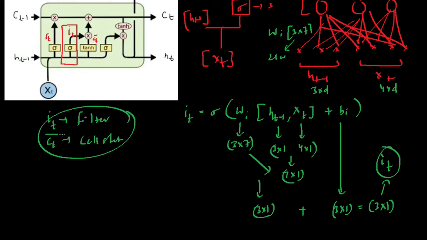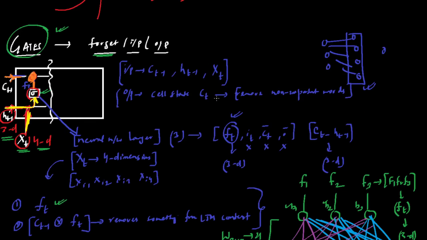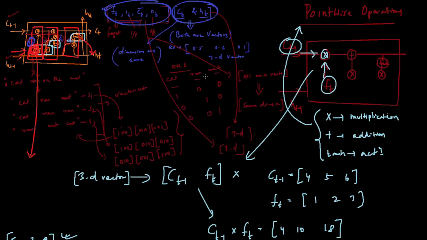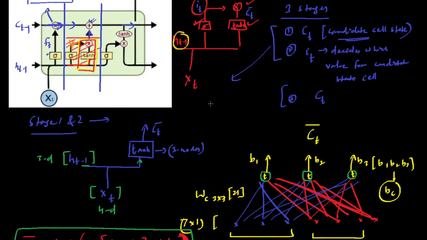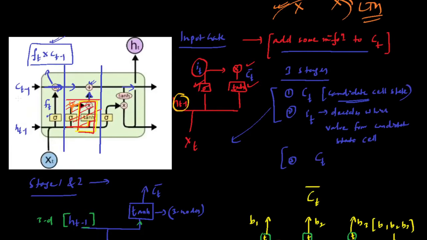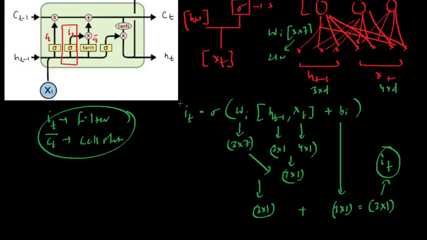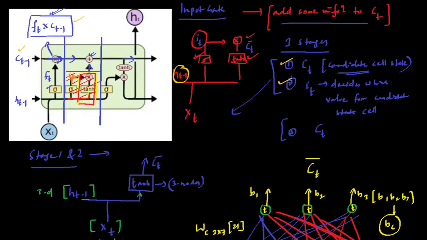Now, if you go back to the basics, to before 2 videos, I talked about this part. Just focus on this part. I said ft, it, ct dash, ot, ct and ht: if these are 3 dimensions, all of these will also be 3 dimensions. And the same is happening here. Our ht minus 1 was 3 dimensions, because of which my f of t was also 3 dimensions, my c of t minus 1 is also 3 dimensions, my it is also 3 dimensions, and my ct dash is also 3 dimensions so far. Whether ot will be 3 dimensions or not, I will talk about in the output gate. Moving forward, my it and ct dash are clear.